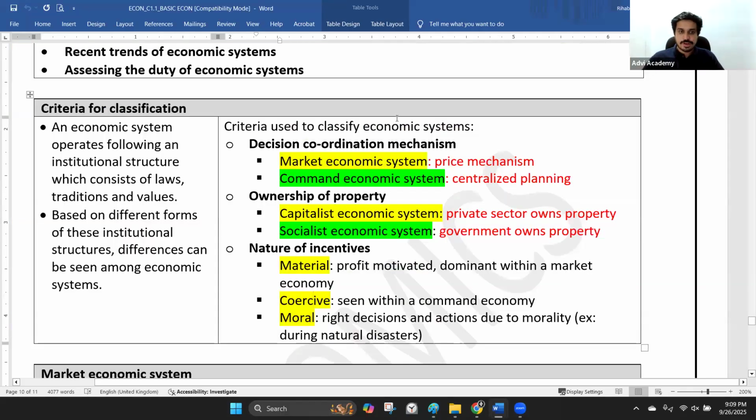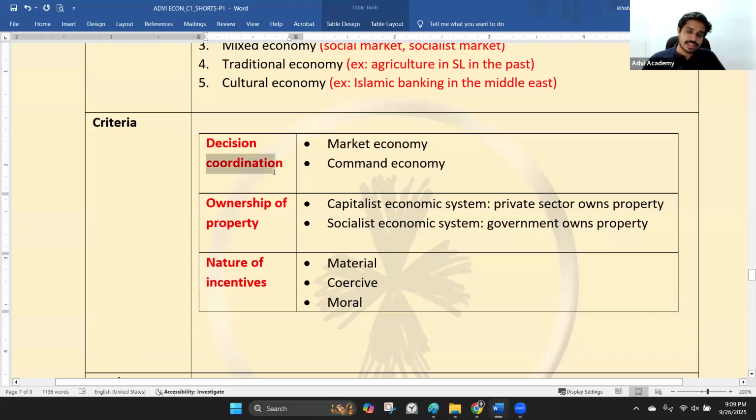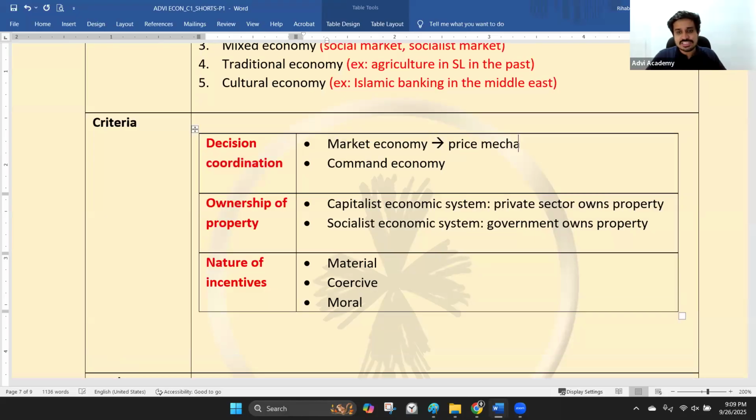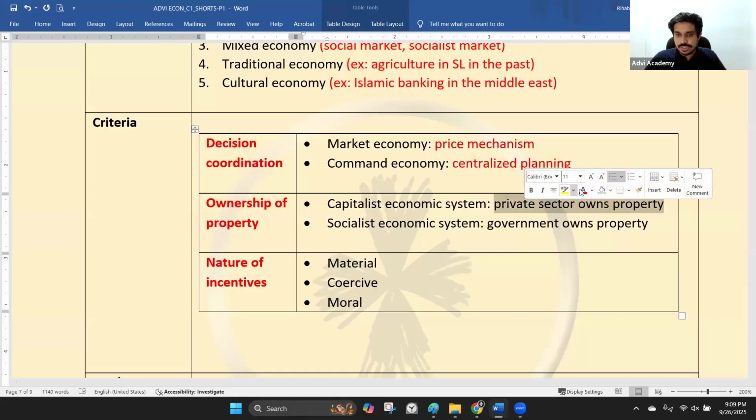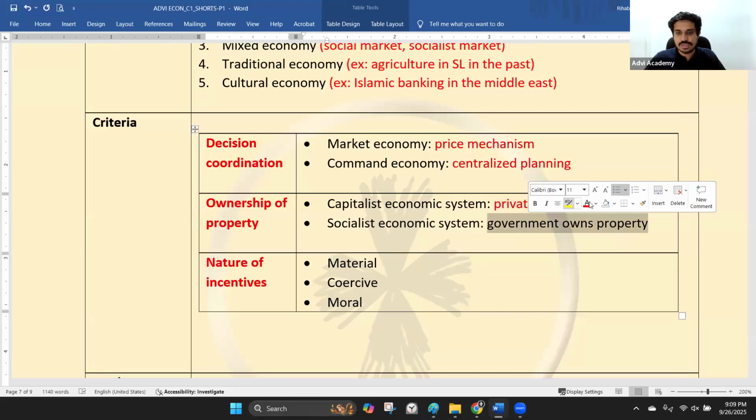I just want you to remember for now, if it is a decision coordination mechanism, this is about who makes the decisions. We say that in a market economy, it is the price mechanism that makes the decision. We'll come to what this means. Price mechanism means what? In a command economy, it is the centralized planning. We'll again come back to that. So this is about price mechanism. This is about centralized planning. And then this is about private sector owning property. This is about government sector owning property.